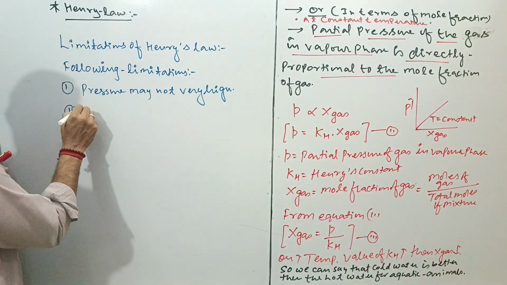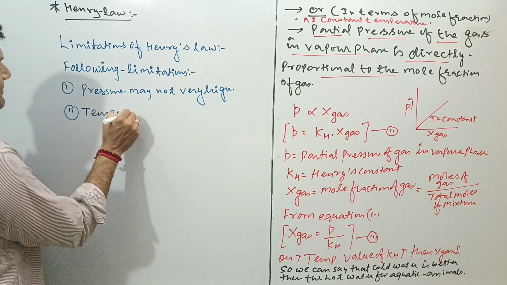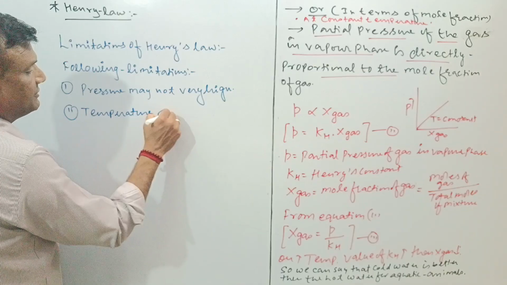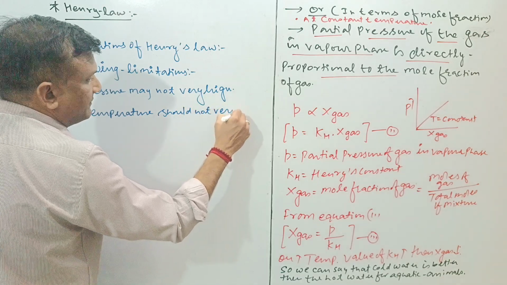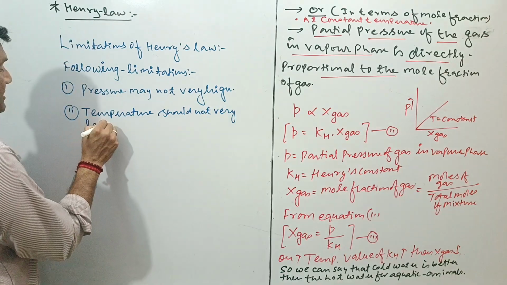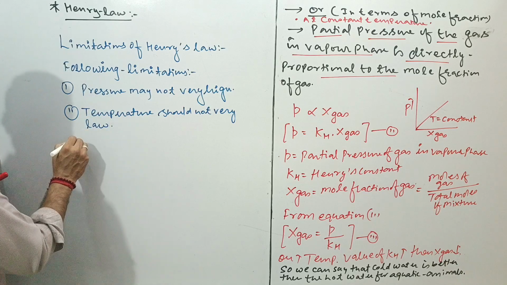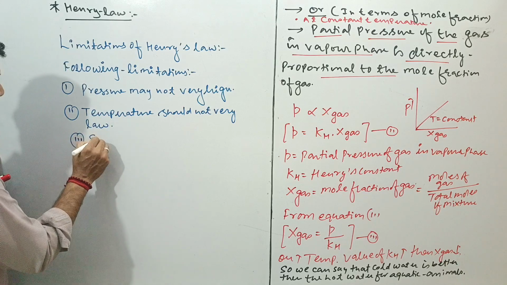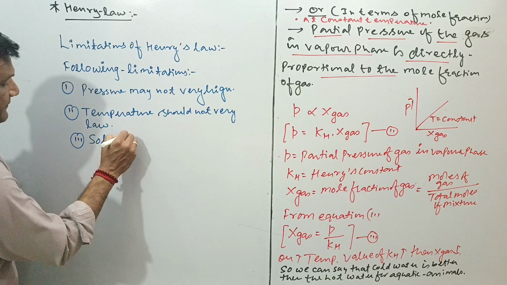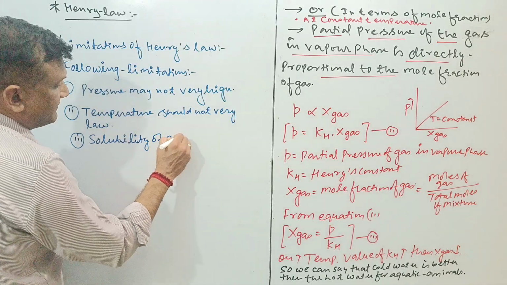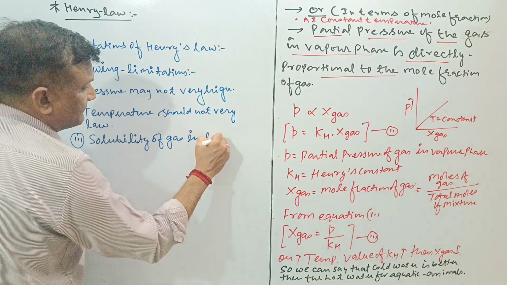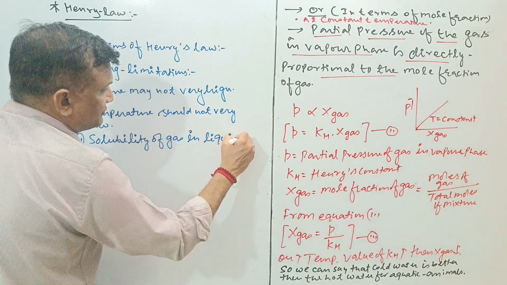नंबर 2, टेम्परेचर शुड नॉट वेरी लो. टेम्परेचर भी पर्टिकुलर बहुत लो नहीं होना चाहिए. सॉल्युबिलिटी ऑफ गैस इन लिक्विड should be very low.